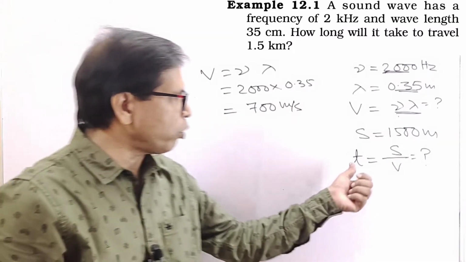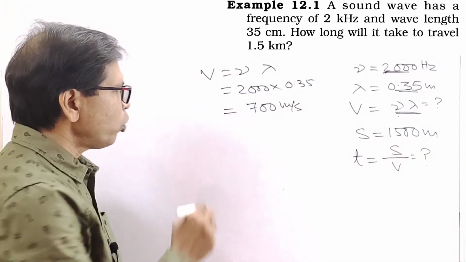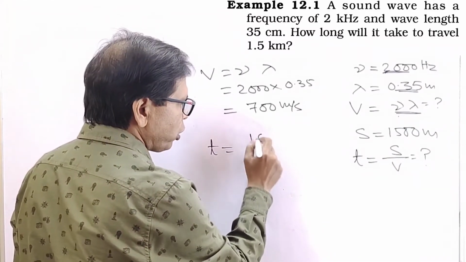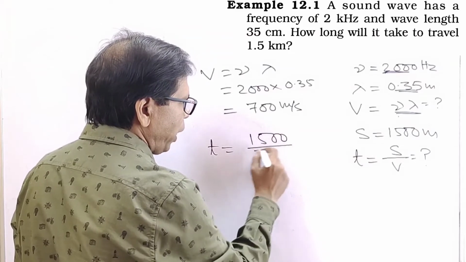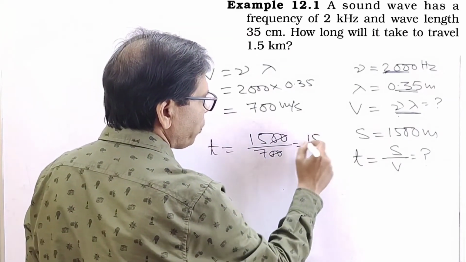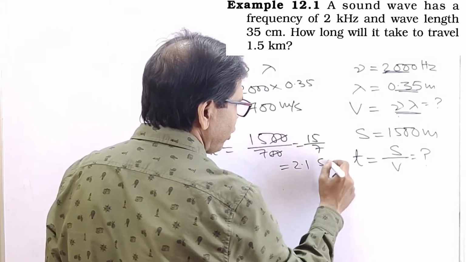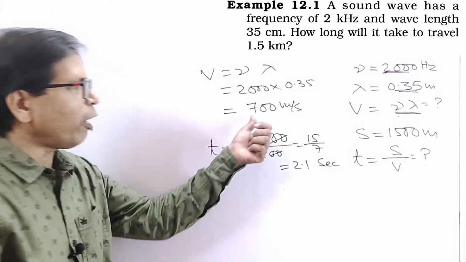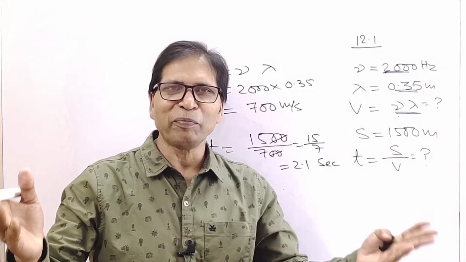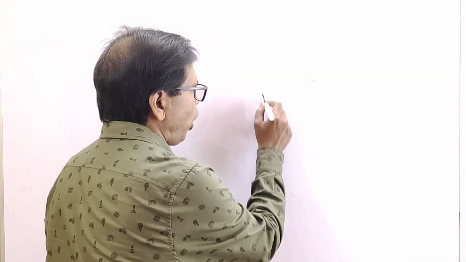Now the time required to propagate 1500 meters with this speed. So time t equals s by v. So this is 1500 divided by 700. Cancel. So this is 15 by 7, which is 2.1 seconds, the time taken by the sound wave to travel 1500 meters. Okay. Understood?